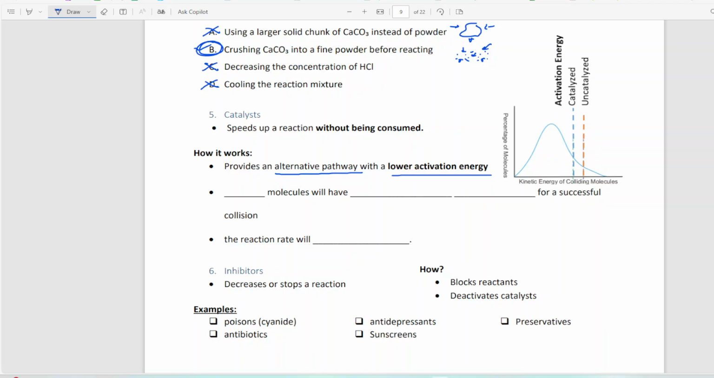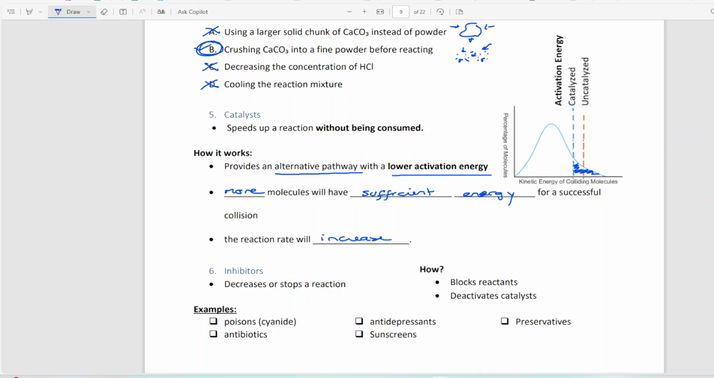So you'd have a reaction happening, and that reaction could happen, but a few of the molecules could go a different direction and take this path that requires less energy. And so you would have what? You would have more molecules with sufficient energy for a successful collision, and the reaction rate will increase. So catalysts are something that we can use to increase the rate of reaction. And again, we're going to talk more about that, but all you have to know is that they lower the activation energy so that more molecules will have sufficient energy for a successful collision.